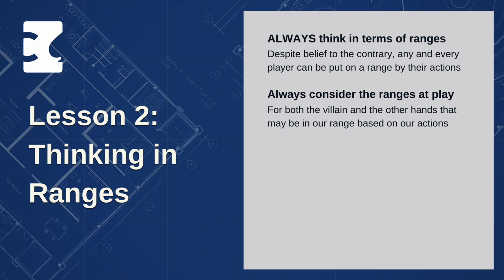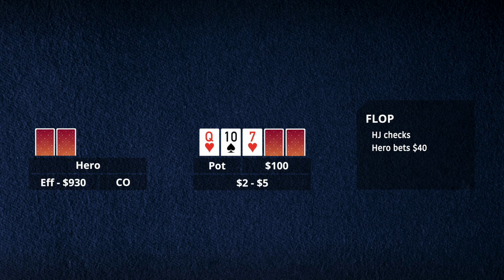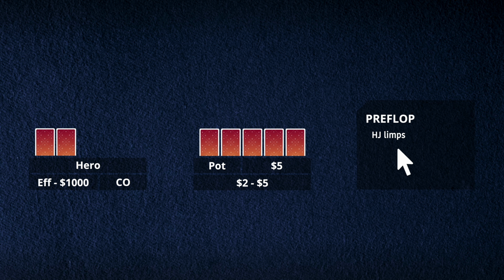Reducing the villain's range. To reduce our opponent's range, we want to visualize what we think he has based on every action that we've seen. Let's say he limps in from hijack and we raise in the cutoff and he calls. The flop is Queen of Hearts, 10 of Spades, 7 of Hearts. He checks and we bet $40 into $60. He calls.